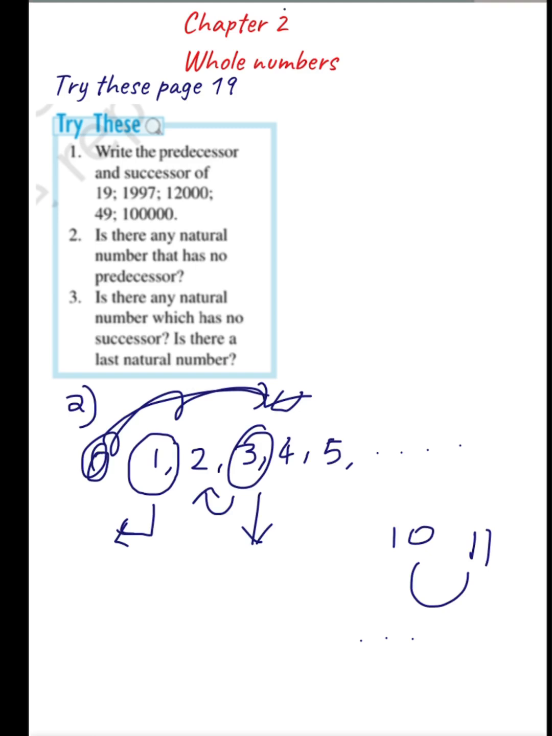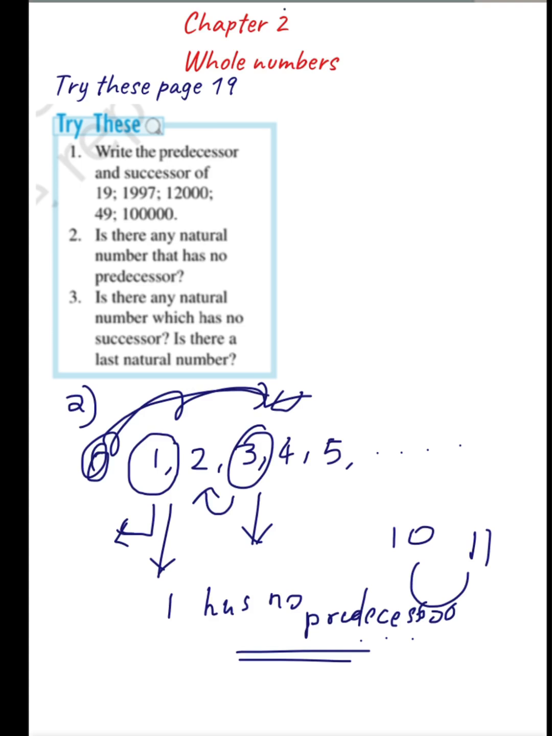But the question is, is there any natural number that has no predecessor? So you can tell that 1 has no predecessor. That will be the answer for this question. In natural numbers, 1 has no predecessor. If you are considering other numbers, for example whole numbers, then 1 will definitely have a predecessor. But here 1 has no predecessor.